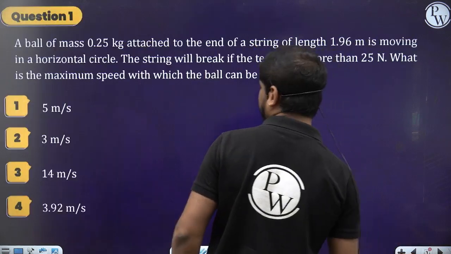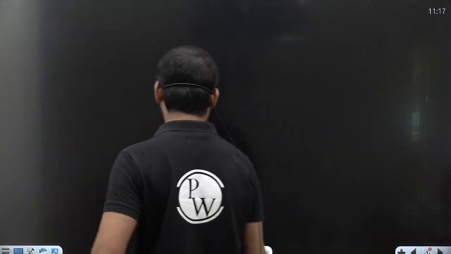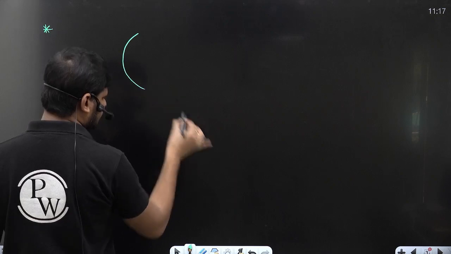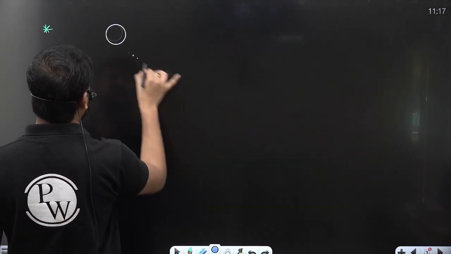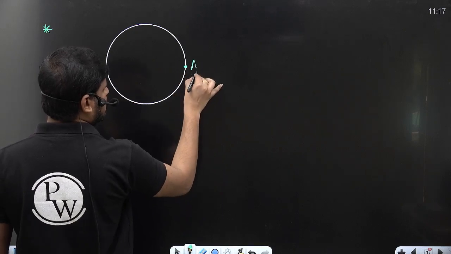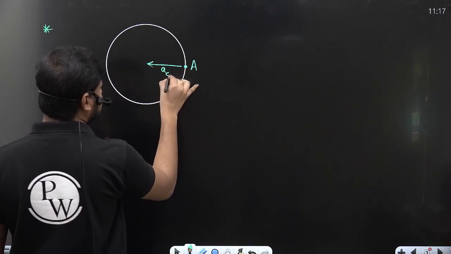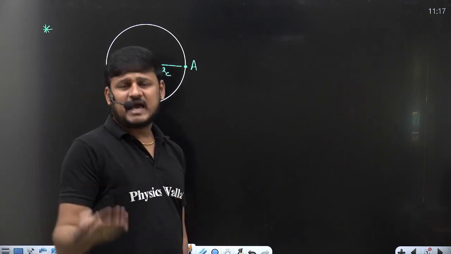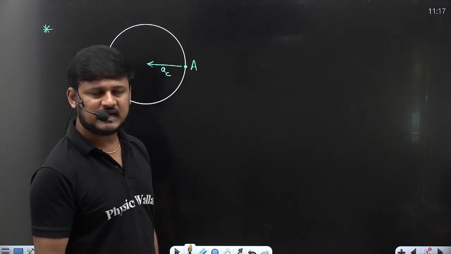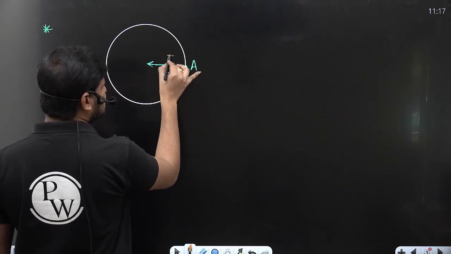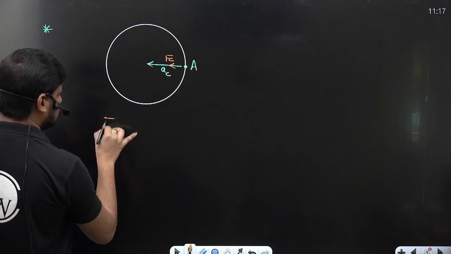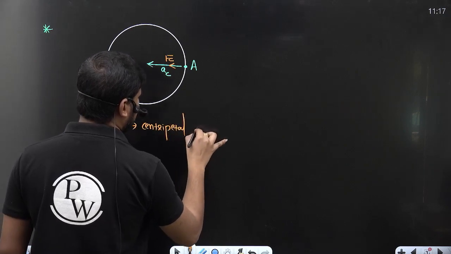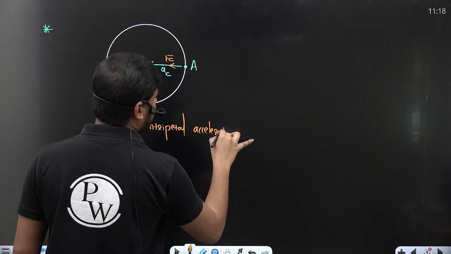Before going for the question, let me recap the last part of the previous session. Consider a body moving in a circular path. Here is a particle which is moving. The centripetal acceleration always acts towards the center. So there should be some force towards the center causing the acceleration, because without force there should not be any acceleration. The force which causes this acceleration is called the centripetal force. This Fc is the centripetal force, whose formula we have seen in the last class.